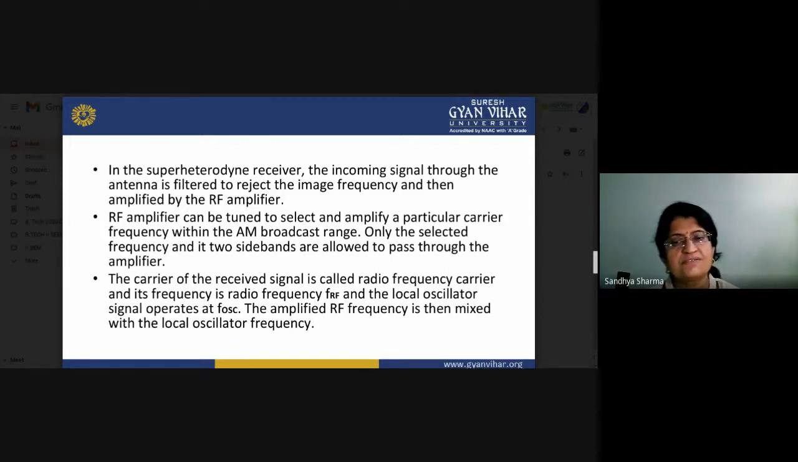The carrier or received signal has a frequency called the radio frequency, and the local oscillator frequency is FOSC. So the amplified RF frequencies are then mixed. In this receiver section, your amplified RF signal is mixed with the local oscillator frequency.